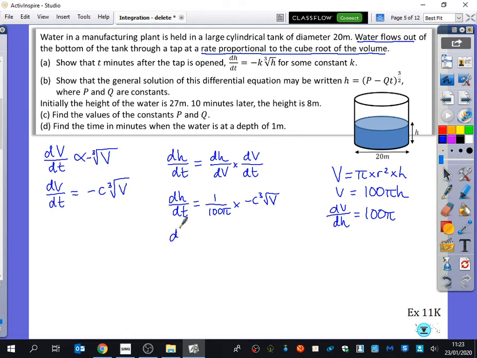So now we can say that dh/dt is equal to minus c over 100 pi cube root of V, which is what they wanted us to show. So dh/dt is this, and what we can actually see here is that k is equal to c over 100 pi. Yes.